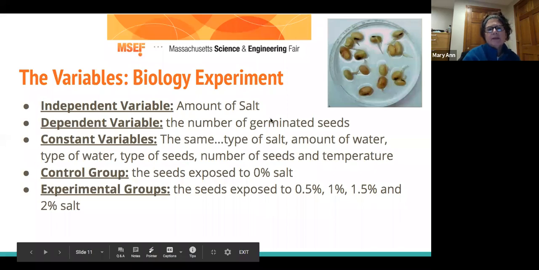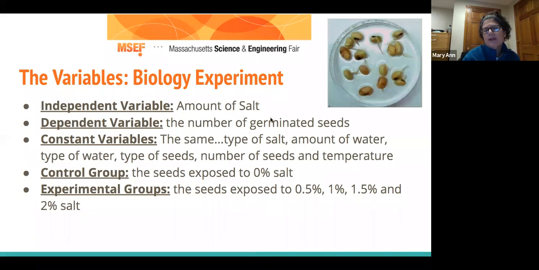What the kids do is, what are they changing on purpose? The amount of salt in the solution. They literally count the number of germinated seeds in the Petri dish. The constants are the same: type of salt, amount of water, type of water, type of Petri dish, I guess we could say. Like I have some Petri dishes here. And temperature. This time temperature is kept constant. It's just going to be room temperature.